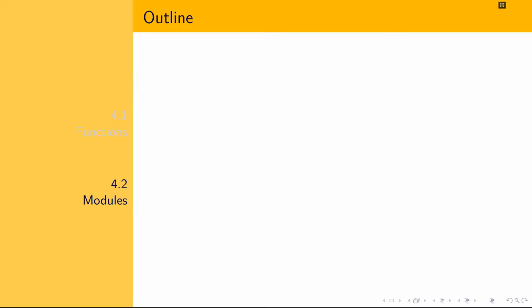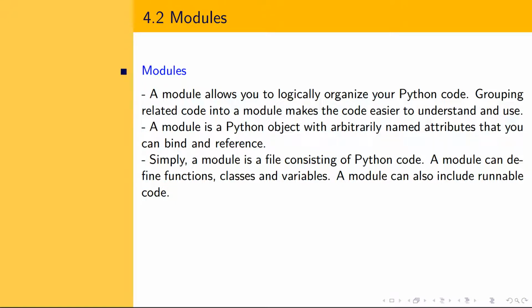Let's move on to the next part, modules. Actually, I think this is an advanced topic, but I would like to give you a brief introduction to modularity in Python. A module allows you to logically organize your Python code. Grouping related code into a module makes the code easier to understand and use. A module is a Python object with arbitrary named attributes that you can bind and reference.